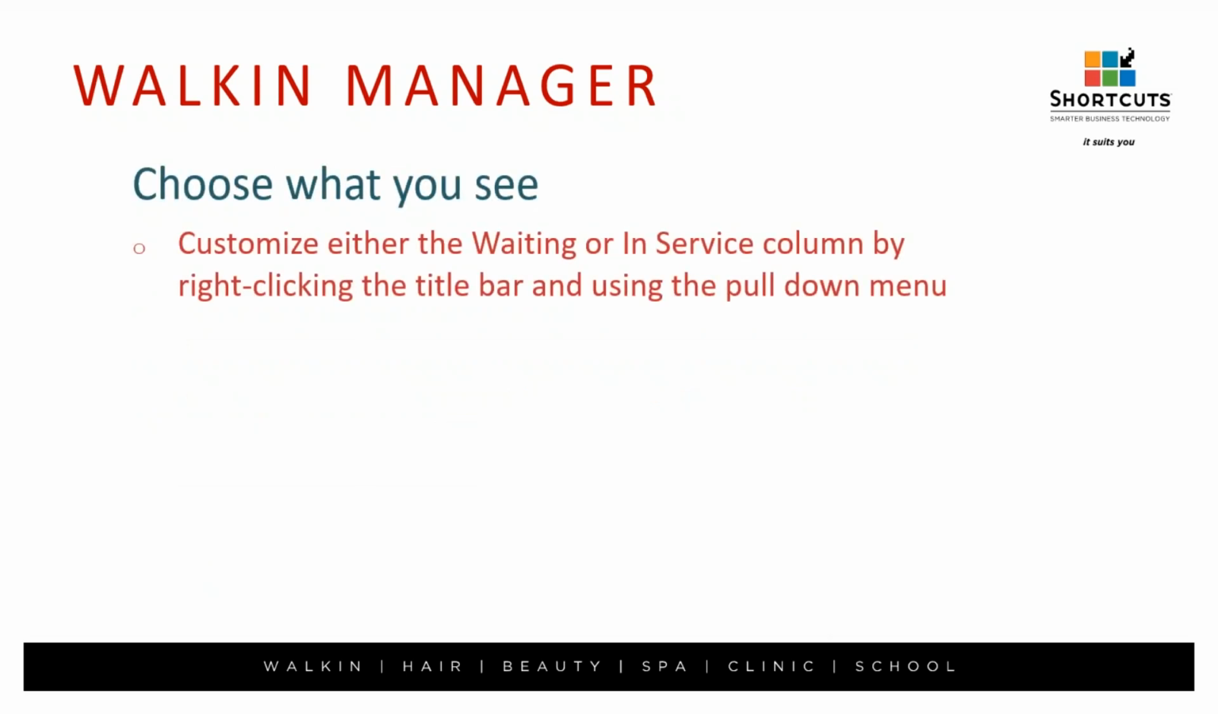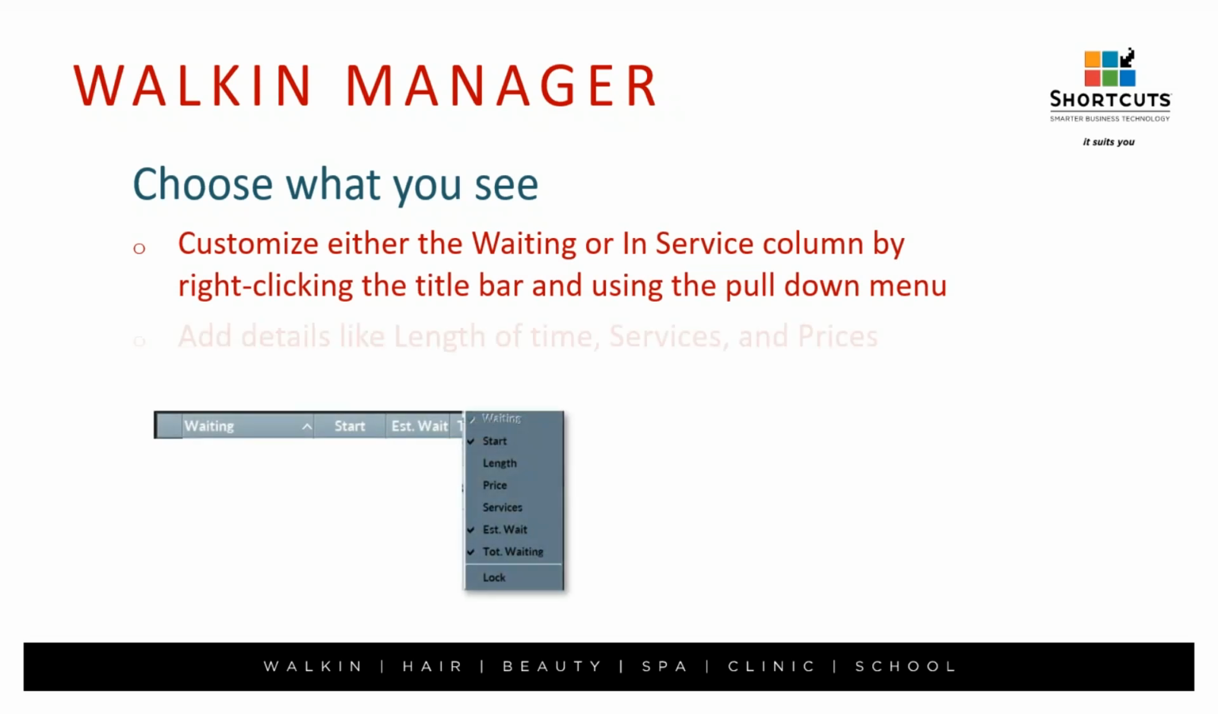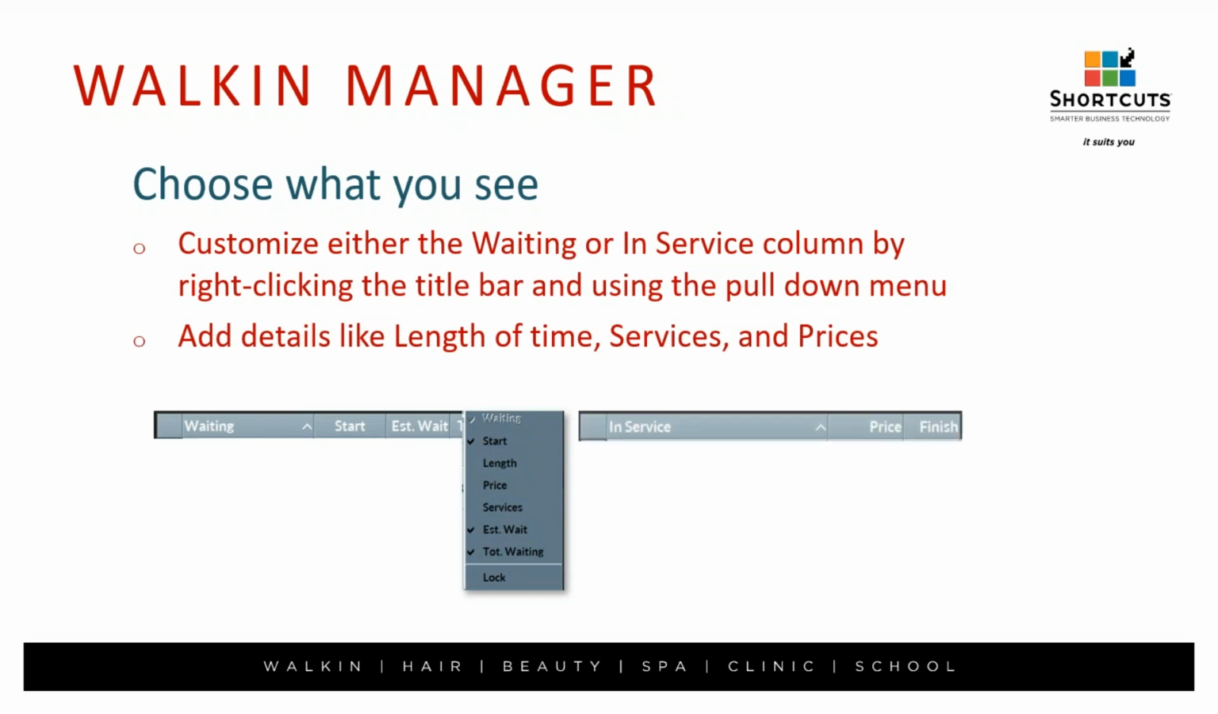So what exactly do you see on the screen, either the wait list or the in-service screen? At the very top, if you right-click on the column, you can tell Shortcuts to show or hide certain columns. So maybe you want to see the estimated wait time or the total wait time, or you want to hide those. Do you want to show the price or the services? So you just right-click at the very top of the column and enable or disable those options. The same rules apply to the service screen. Whether they're waiting or in service, you can enable or disable certain columns.